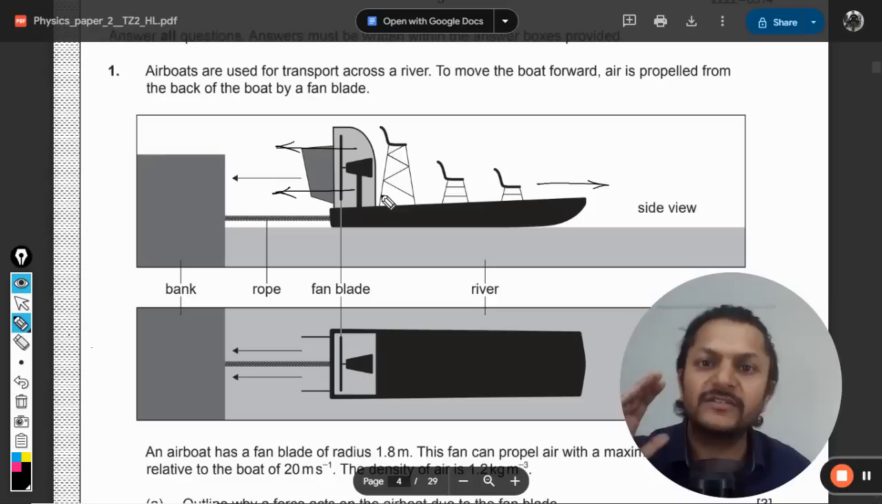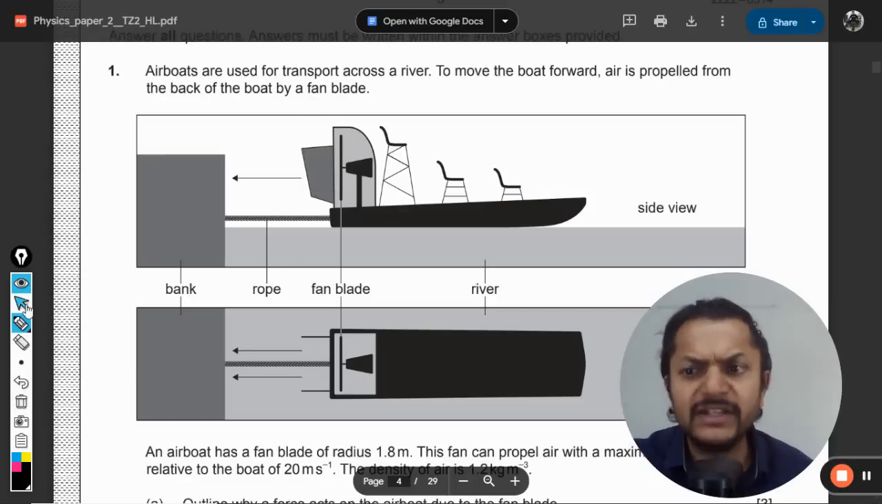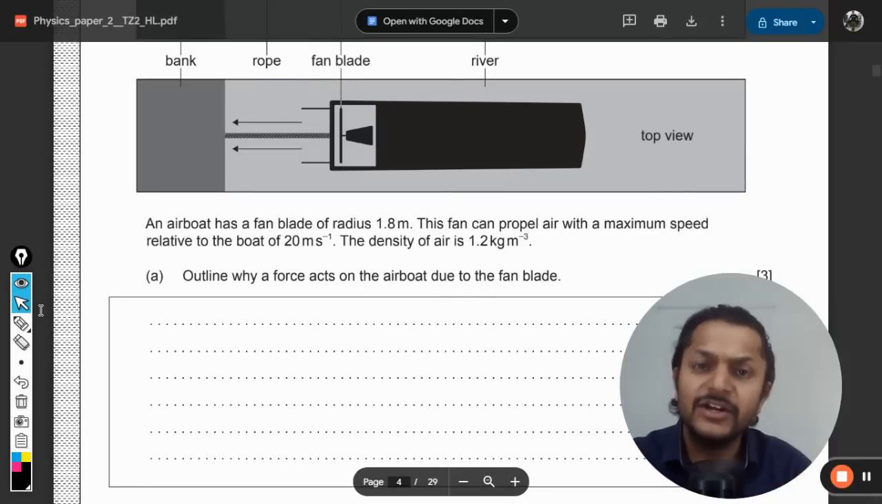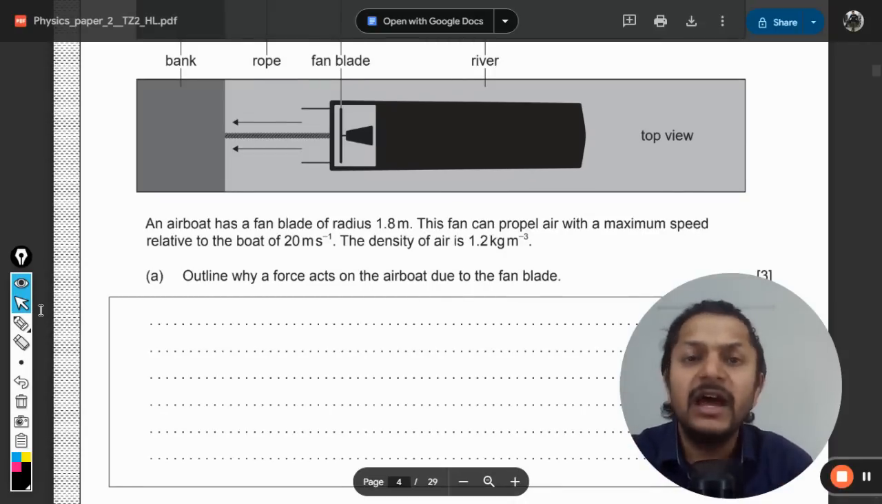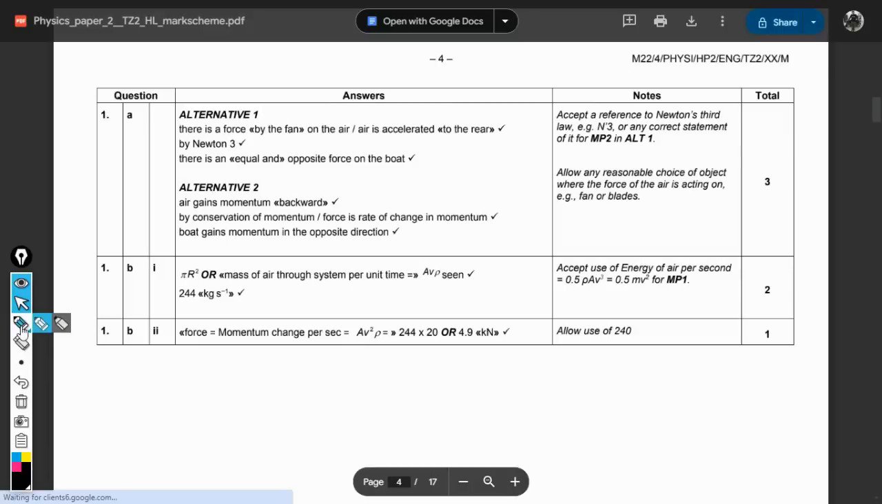Now let us see what is the answer given by IB for this question, because this is a completely theoretical question. Understanding is one thing and writing is another. So in these kinds of questions, my advice to you is always to refer to the mark scheme and see what it is that they want you to write. Okay, let's see. So here it is.